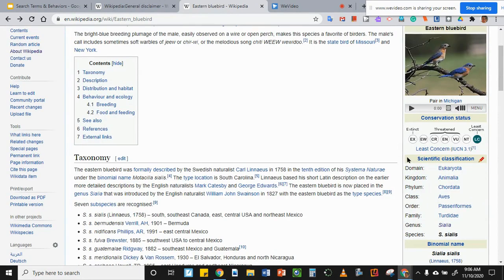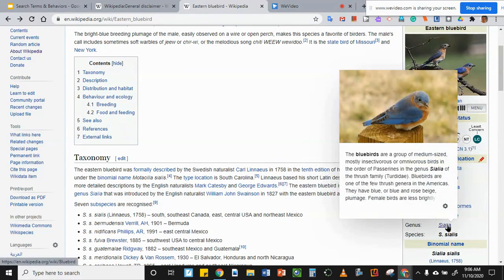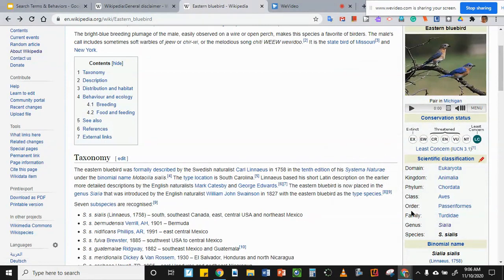Over on the right, when we look at scientific classification, this is going to start very broad. So they're in the animal kingdom. We know that. That's not going to be super helpful to us. But when we get down more specific to the class, Aves, which has to do with birds, the order, the family, the genus, and the species, that's going to give us more information.